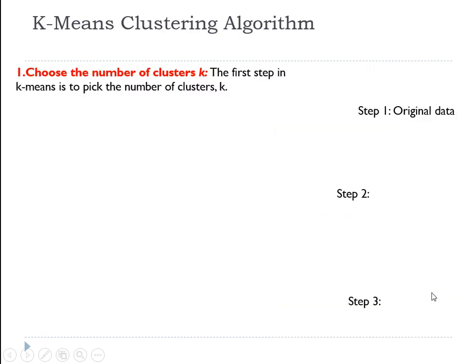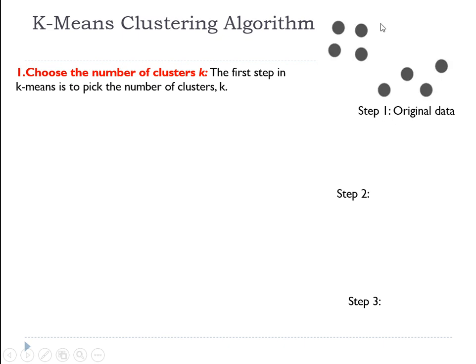Now coming to the algorithm, how it works. First step is to choose the number of clusters k. The first step in the clustering algorithm is you have to choose the number of clusters that you have to form beforehand. So choosing the number k, that is the number of clusters.